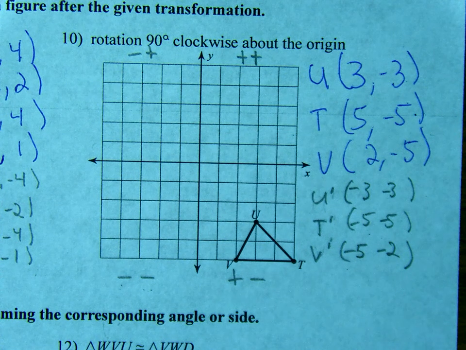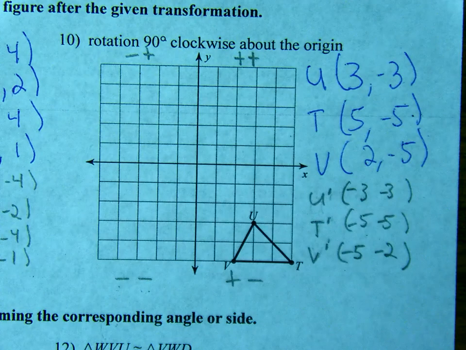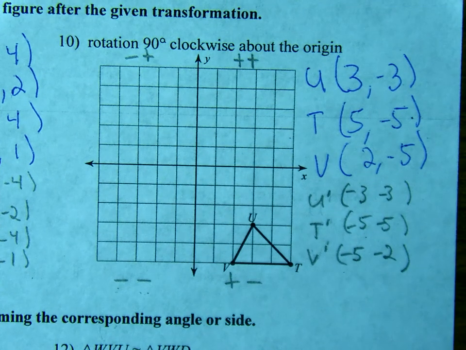Really simple. Now, let's say we did counterclockwise and we turned it this way. That would mean all our points would be positive. Okay? So that's rotation with 90 degrees about the origin.